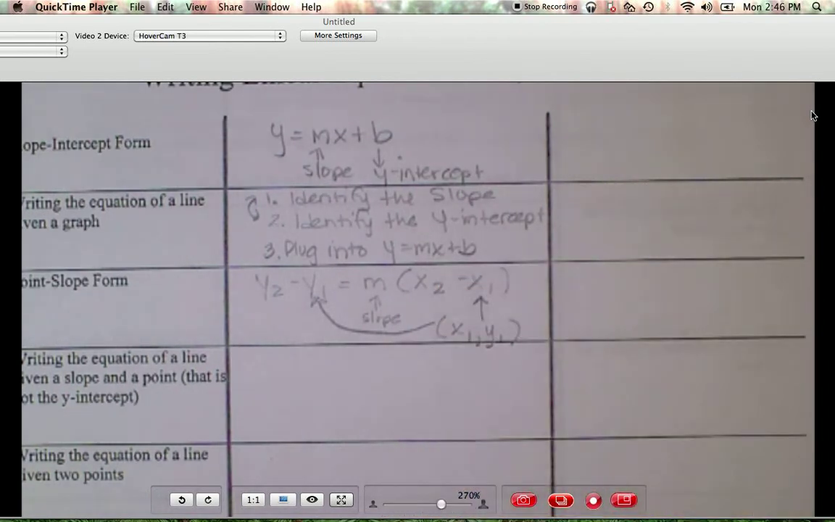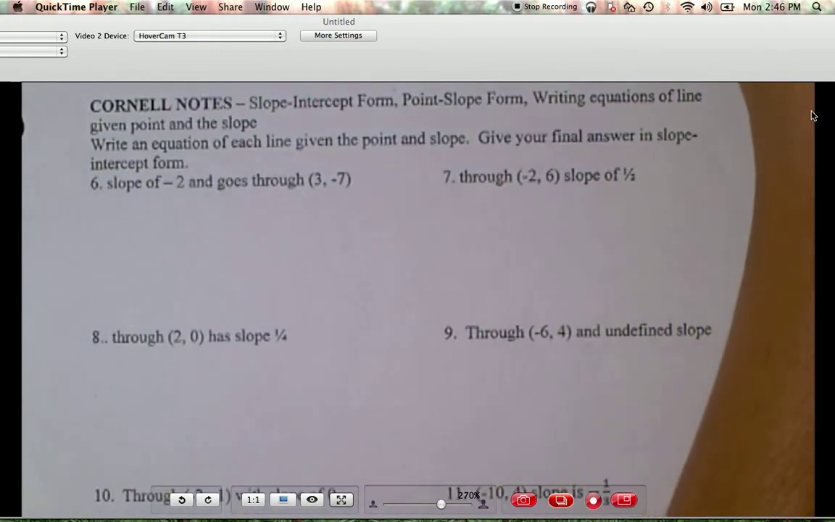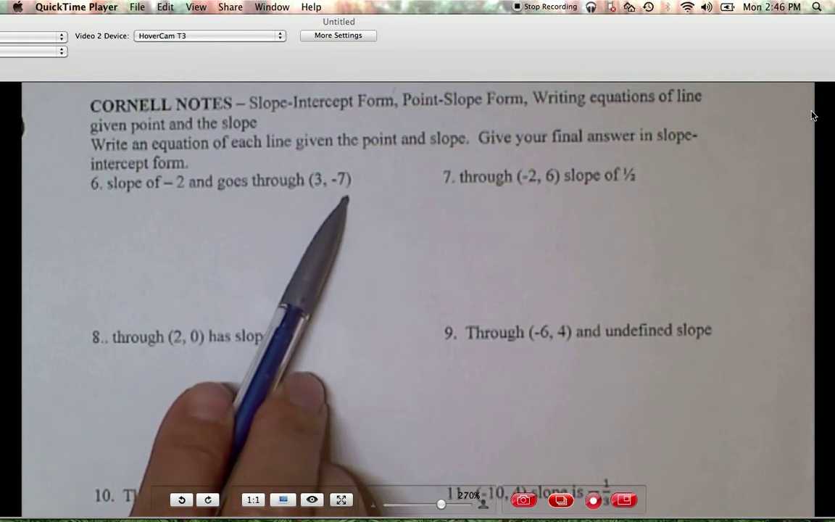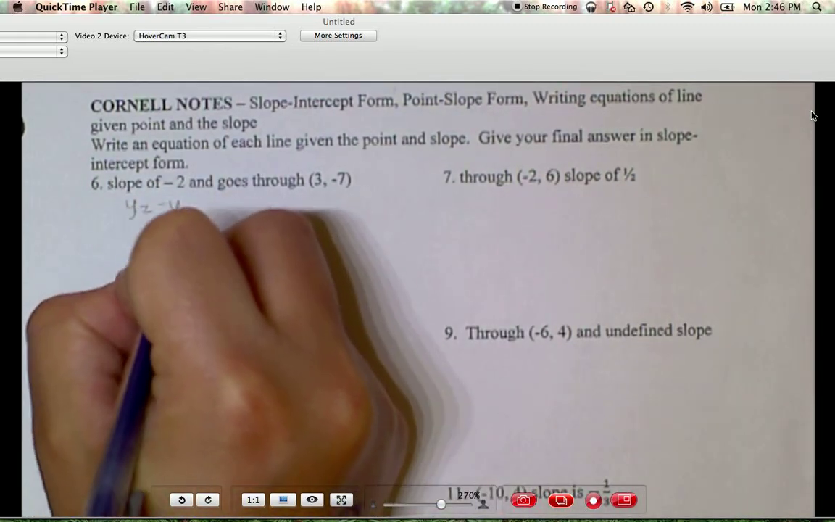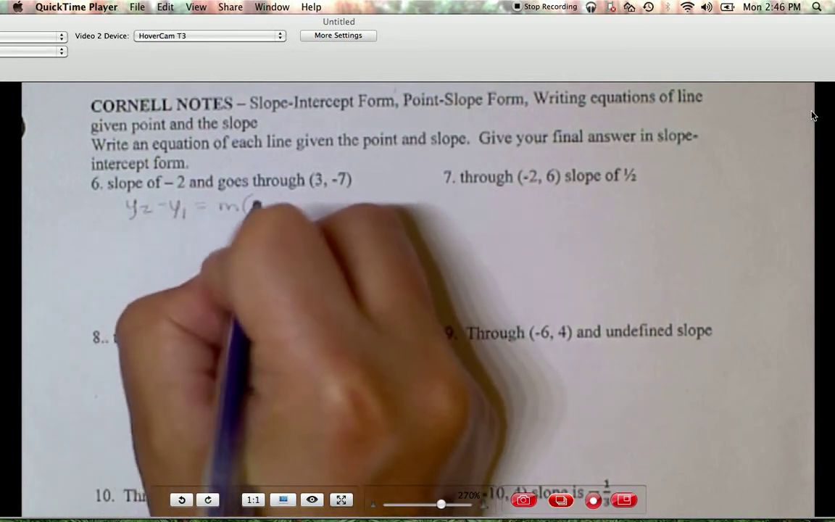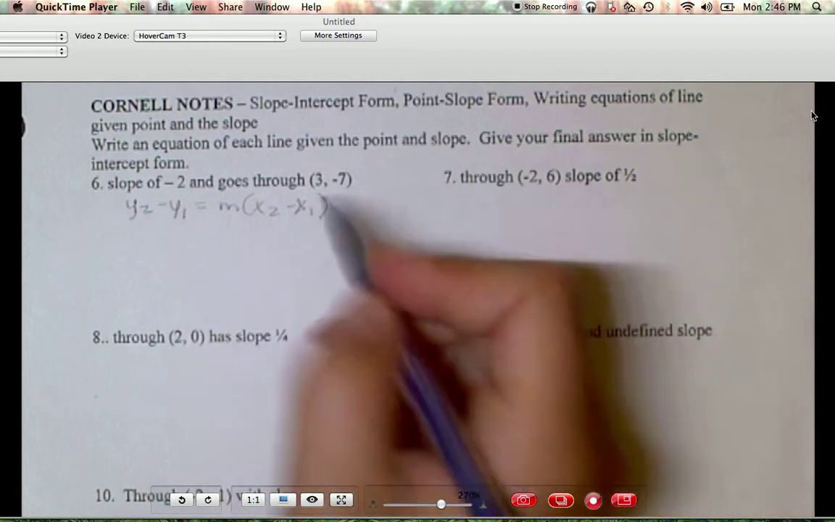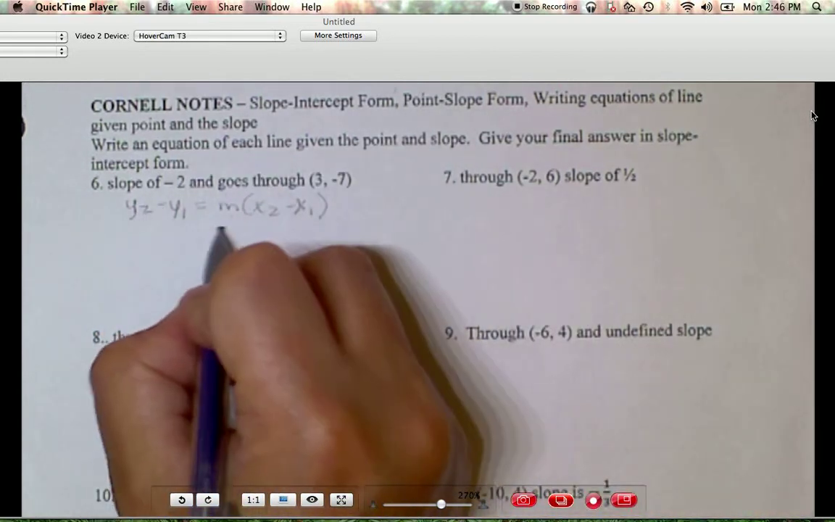So if you are here, and you know the slope is -2 and it goes through this point, what you want to do first is write the equation. y2 minus y1 equals m times x2 minus x1. And this has to have parentheses. Now, this is your slope, -2. So in place of m, we put -2.